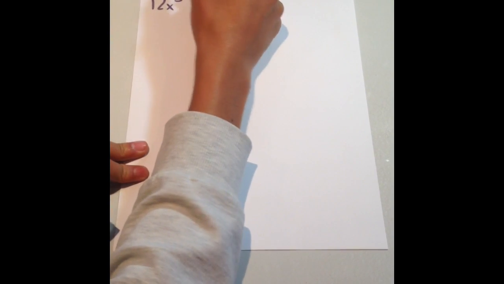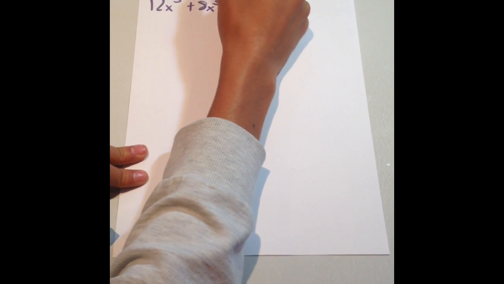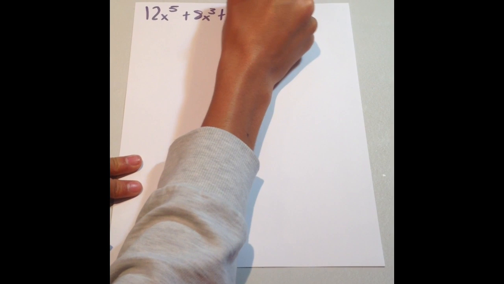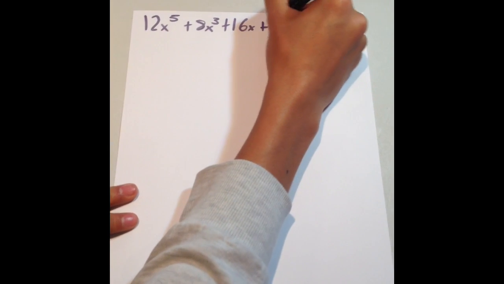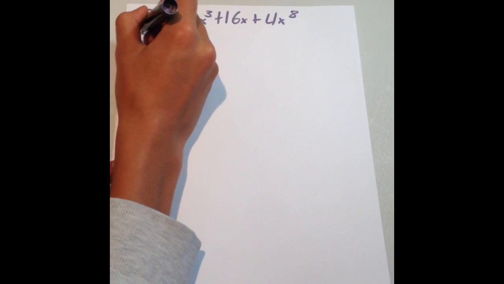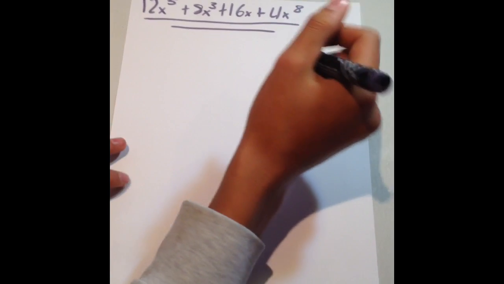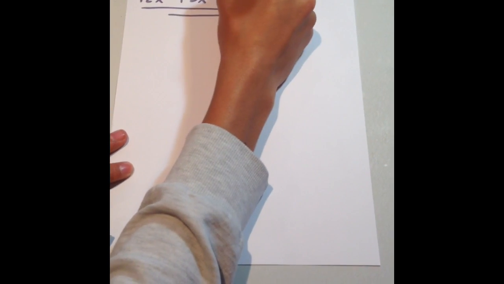If our equation is 12x^5 plus 8x^3 plus 16x and 4x^8, we can see that all the numbers may have a common factor. In this case, we need to choose the biggest number of them all. In this case, it will be 16x.